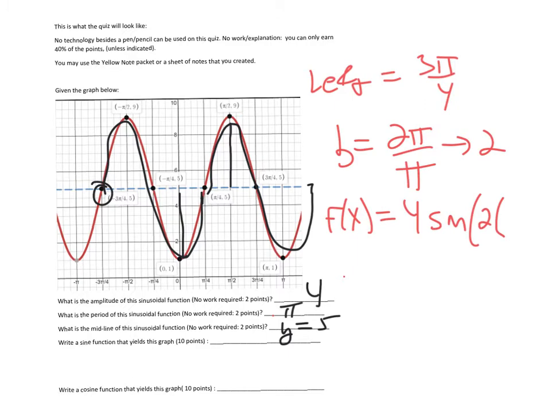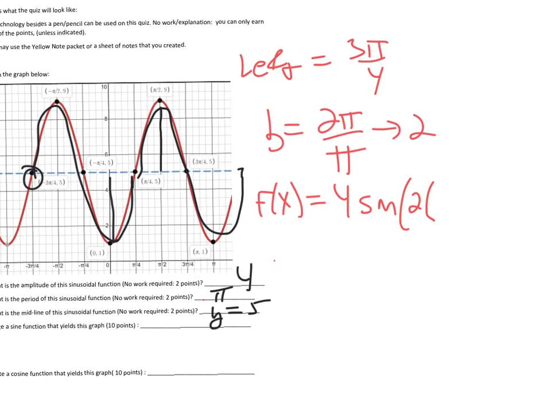Let me drag this over a little bit here. Of x plus 3 pi over 4, because it shifted left, we changed the sign. And the midline is 5, so plus 5. So that'd be one solution.